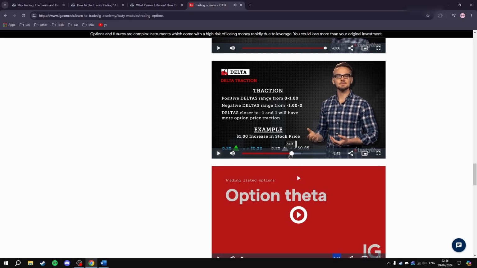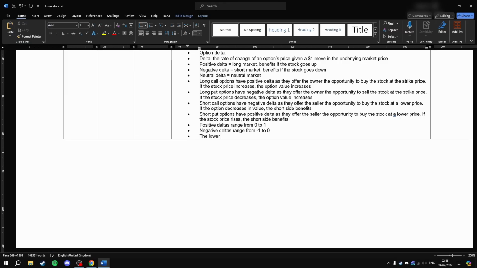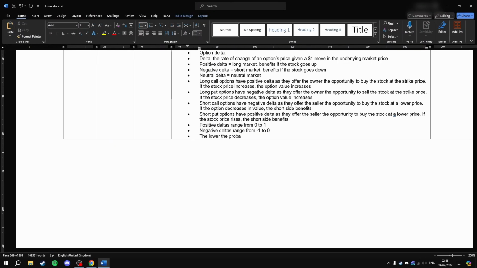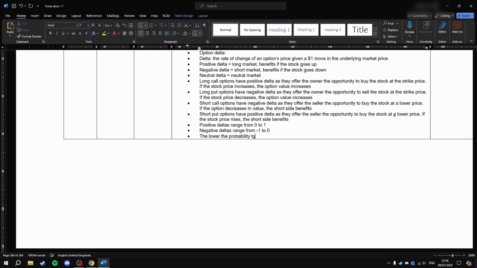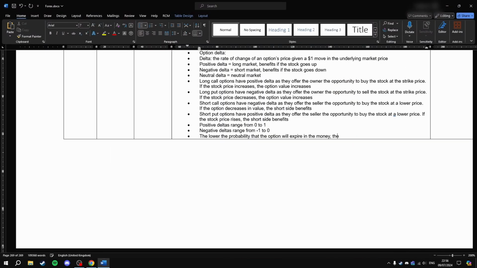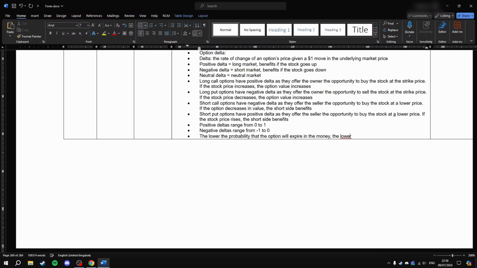An option for different delta values. Positive deltas range from 0 to 1, and negative deltas range from -1 to 0. The lower the probability is that the option will expire in the money, the lower the delta value will be.